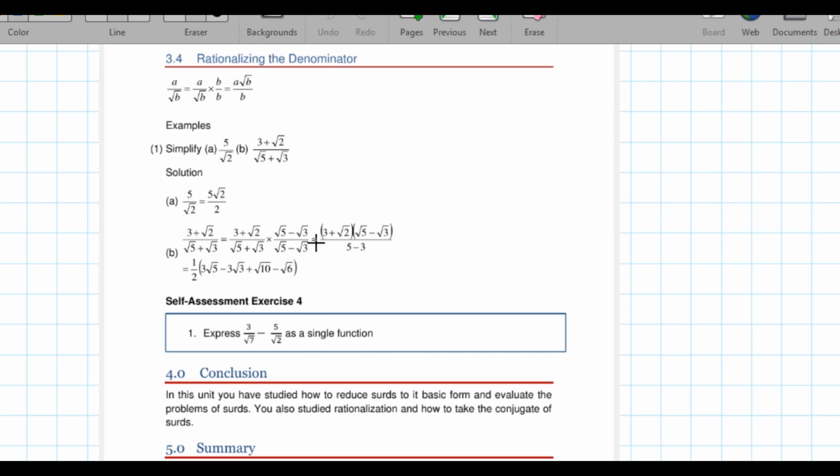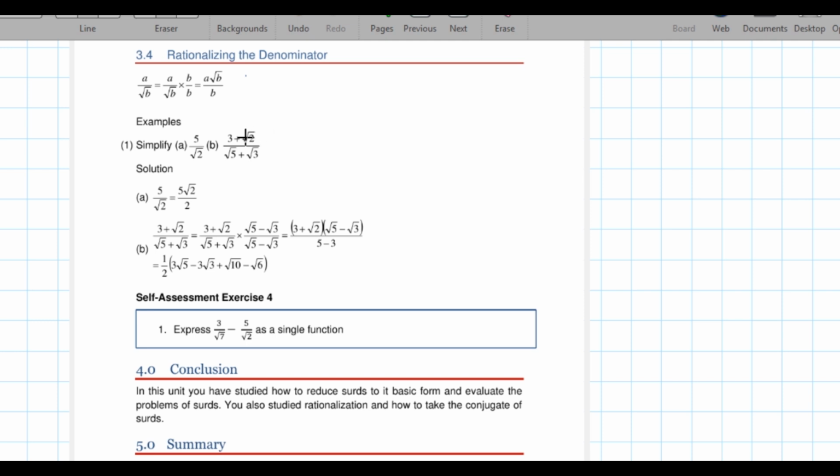So this is going to be the last video on Surds, and in this video we are going to be looking at rationalizing the denominator. So let's look at this example: 5 divided by root 2. So this is going to be 5 divided by root 2 multiplying root 2 over root 2. So this is going to be equal to 5 root 2 divided by 2. So that is what we have here.